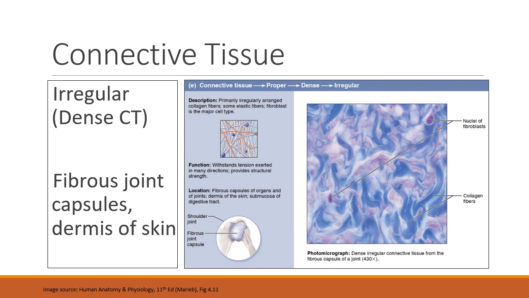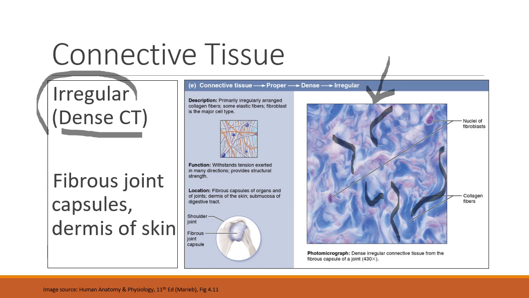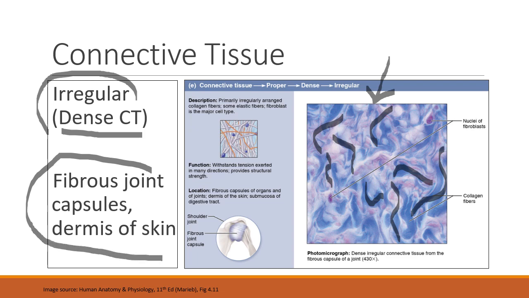And now we have a dense connective tissue, but this is called irregular dense. Now notice the difference here. Before, they were all kind of uniform and straight, but here they're all wiggly, basically irregular. These collagen fibers, compared to the nice straight ones, are just kind of all over the place. Where is irregular dense connective tissue? Well, it's in the fibrous joint capsules, like in your shoulder joint. It's also within the dermis of your skin.